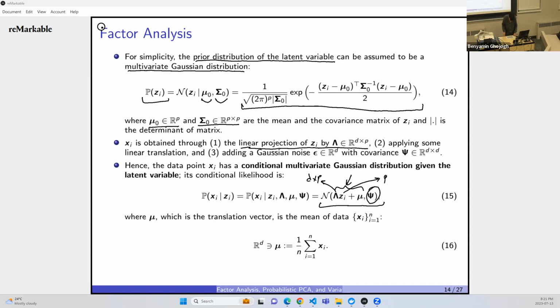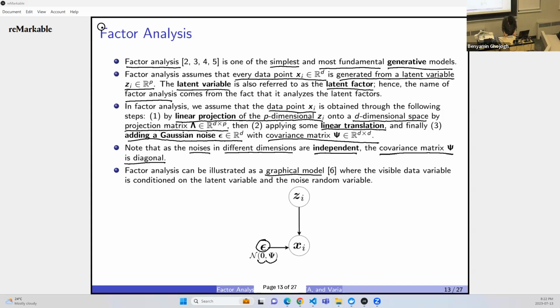Yeah, I'm right. Mu is d by 1. Don't confuse this mu with mu0. I just confused that in my mind. So mu is different from mu0. Mu0 is p dimensional, but mu is d dimensional. And psi is also d by d.